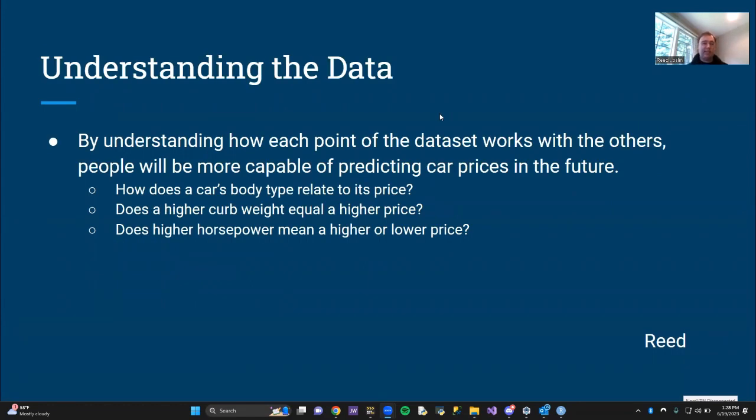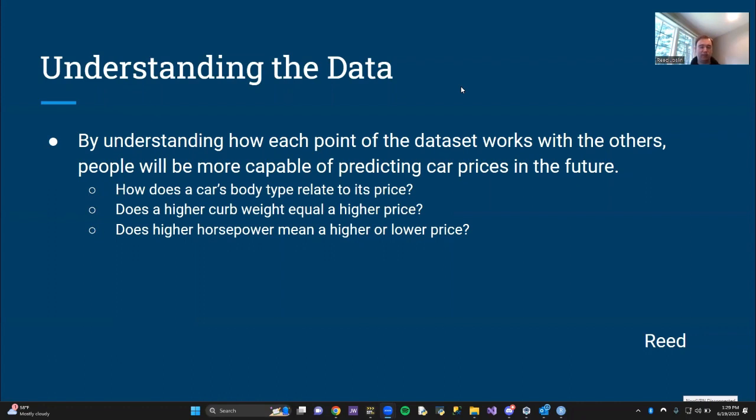Now, by understanding how each of these different columns works within a data set, we can look and see what the relationship they have with one another is. Things such as how does a car's body type relate to its price? There are multiple car body types present within the data set, such as a hatchback, hardtop, convertible, sedan, and wagon.